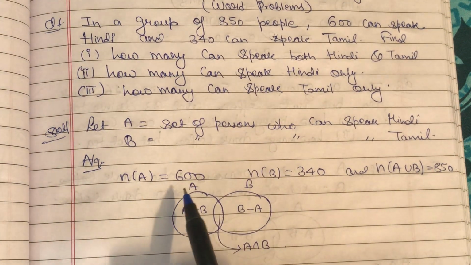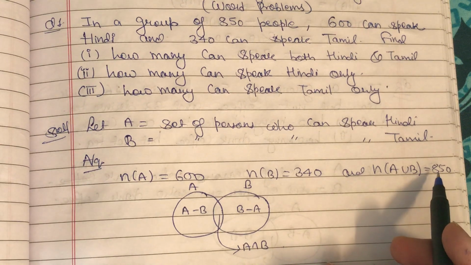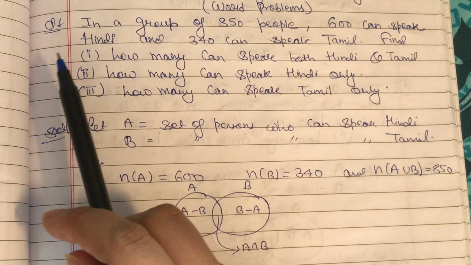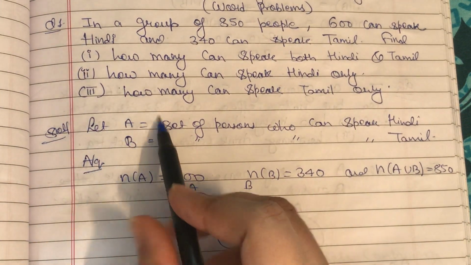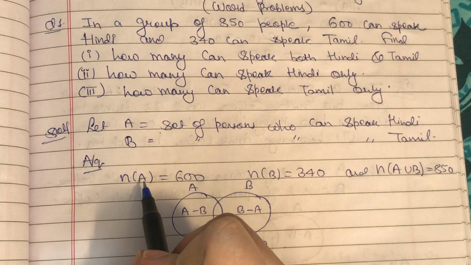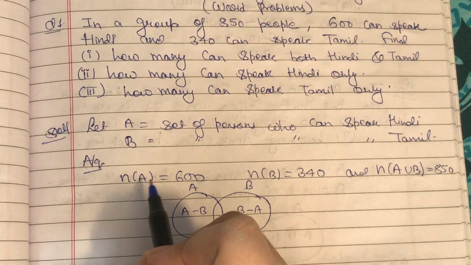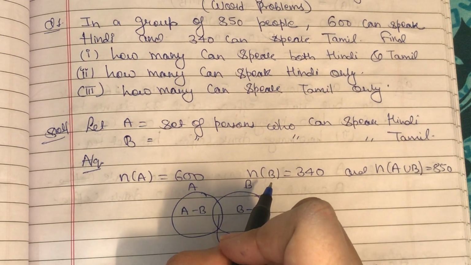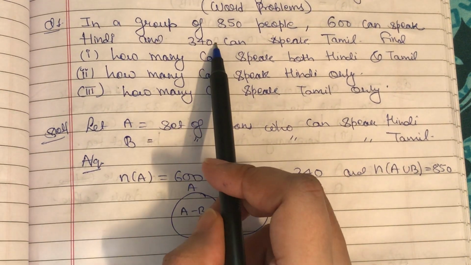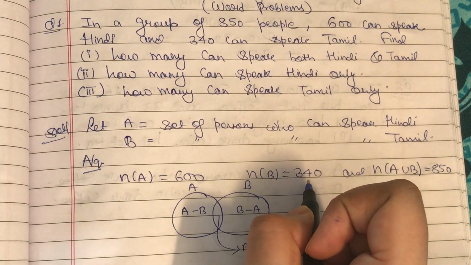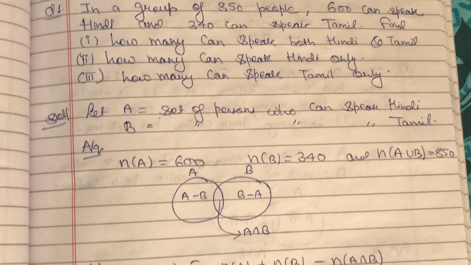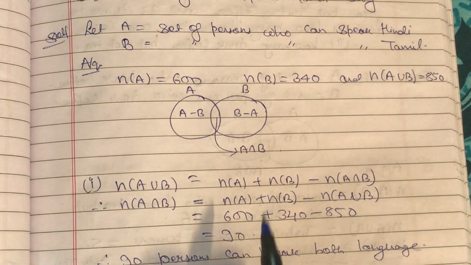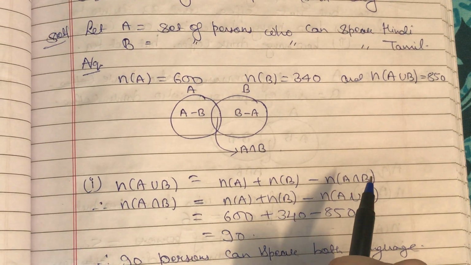so definitely n(A union B) is going to be 850. Out of which 600 can speak Hindi, which means set A represents Hindi, therefore n(A), the number of persons who can speak Hindi, is equal to 600. Similarly, the number of persons who can speak Tamil, that is n(B), is given as 340. Now we know the formula that n(A union B) is n(A) plus n(B) minus n(A intersection B), right?